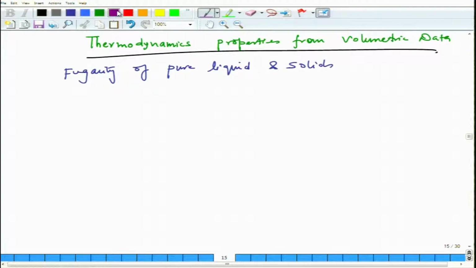Okay, now many times we would like to calculate the fugacity of a liquid, particularly the fugacity of a pure liquid at temperature T and pressure P. Let us say the liquid is i in this case. If you would like to evaluate this, we can make use of the earlier expression which we have evaluated for the pure system, that is ln of f_i by P pure.